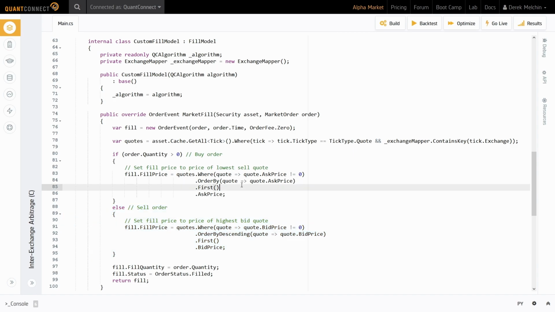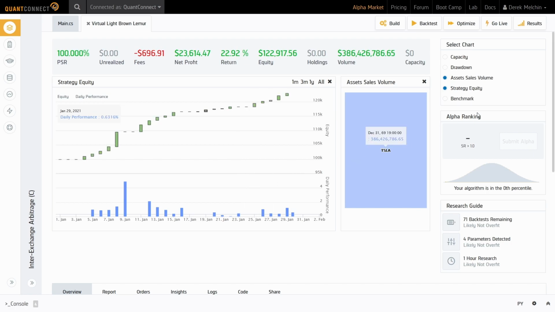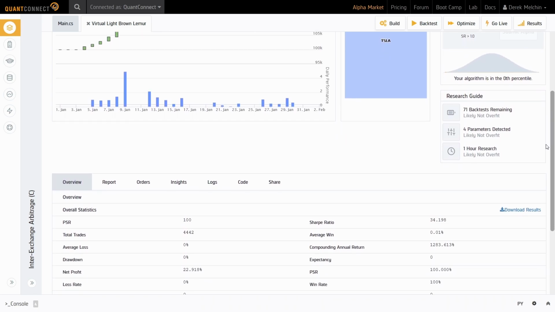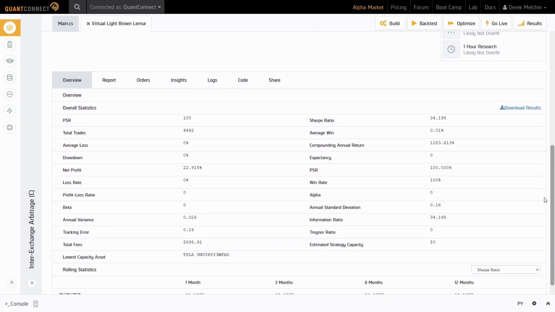If we run this backtest, here are the results we get. The backtest identified 2,221 interexchange arbitrage opportunities and executed 4,442 trades to achieve a Sharpe ratio of 34.